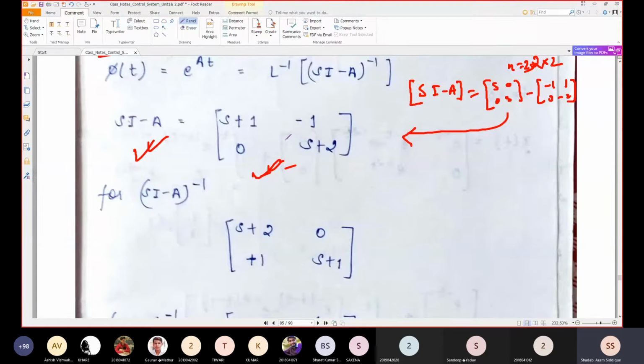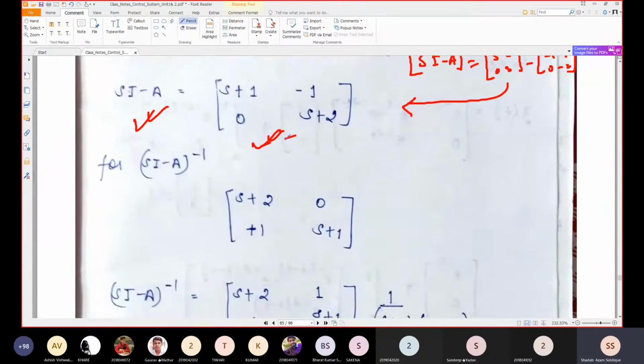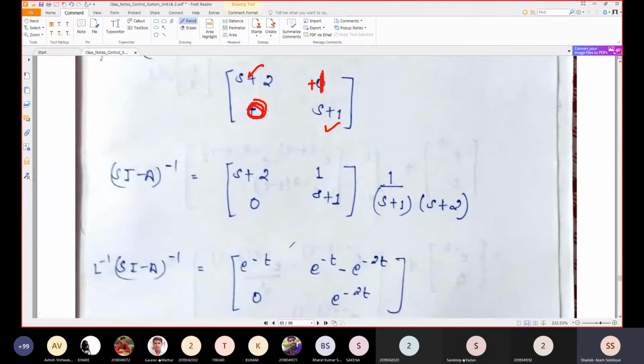So this one is wrong, it is written wrong, and because it is a student copy now, it is very difficult. This should be 0, this should be multiplied with the minus sign, and minus of minus 1 will be plus 1. And these will be interchanged: s plus 2 and s plus 1. So that's what is written here: [s plus 2, 1; 0, s plus 1]. So this is the adjoint matrix.